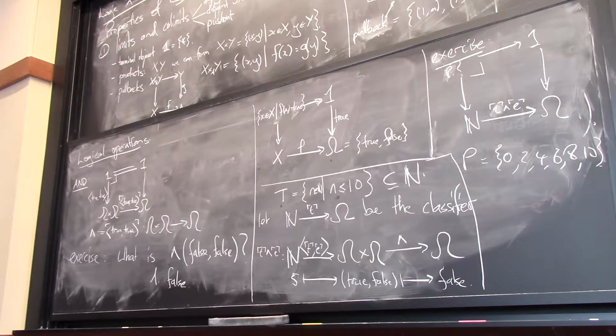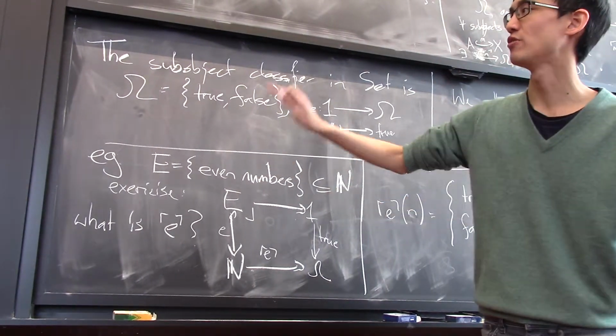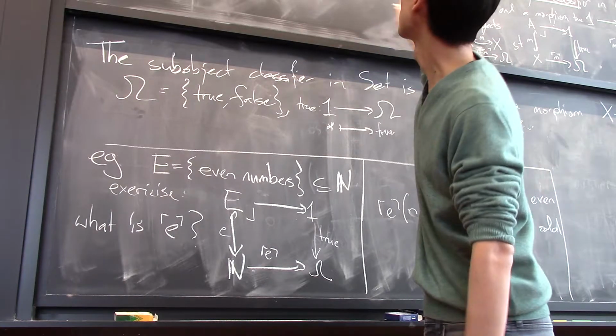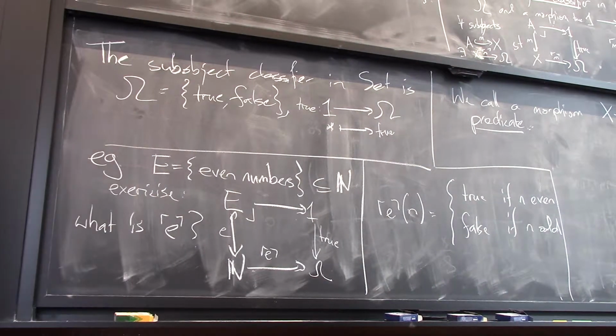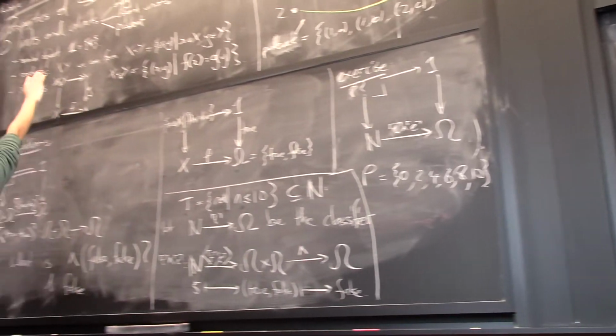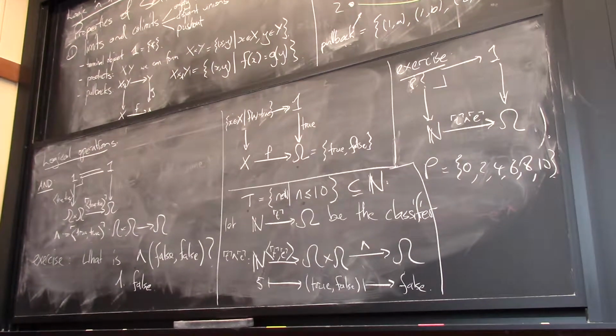So what we have is a way of talking about defining the set on which both of these things are true, just using, in this case, the properties of the sub-object classifier and the properties of limits. We use the terminal object, we use products, and we use pullbacks. So what this means is you can define an analog of AND in any category which has limits, or in particular finite limits, and a sub-object classifier, at least.